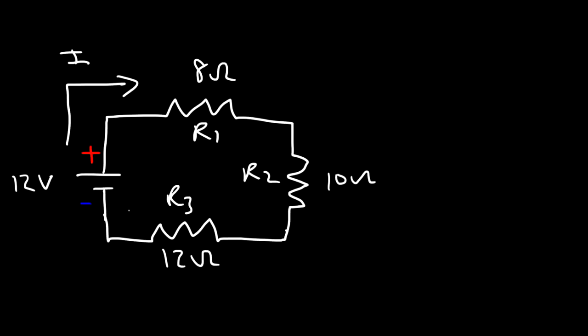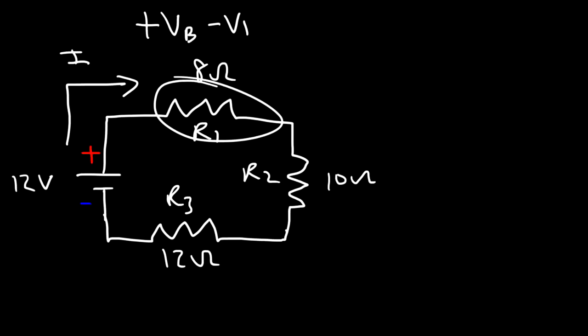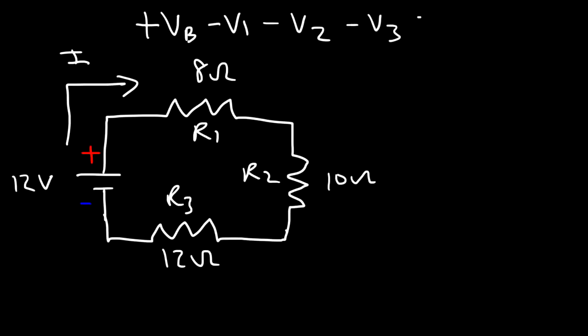But the battery, notice that the current flows from the negative terminal to the positive terminal of the battery. So the battery supplies the energy to the circuit. So I'm going to put positive VB for the voltage of the battery. And then negative V1, that's the voltage drop across R1. And R2 also creates a voltage drop. And R3 will also create a voltage drop.